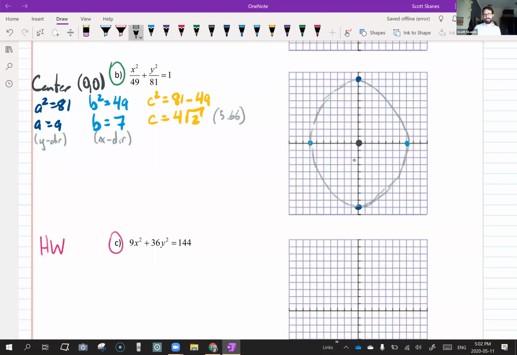We need to give the vertices and the foci and everything like that. The foci are 4 root 2, so go up by 5.5 or so. 1, 2, 3, 4, 5 and a bit. Down 1, 2, 3, 4, 5 and a bit. That's our foci. Finally, vertices. What are my vertices? I can just read it. It's 0, 9 and 0, negative 9. Co-vertices.